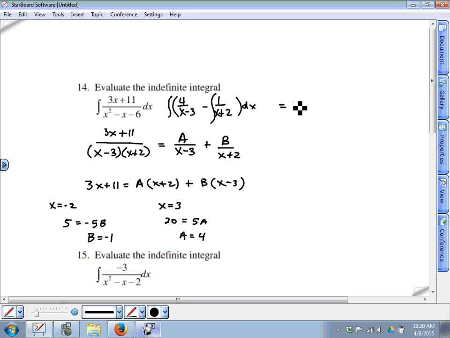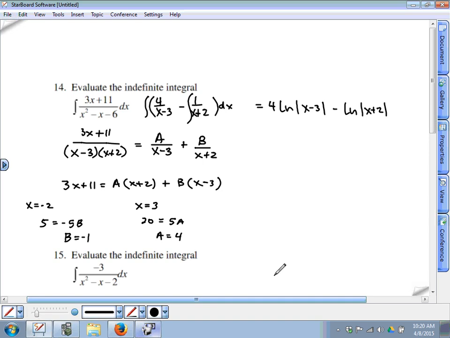So this turns out to be 4 times the natural log of x minus 3, minus the natural log of x plus 2, plus c.